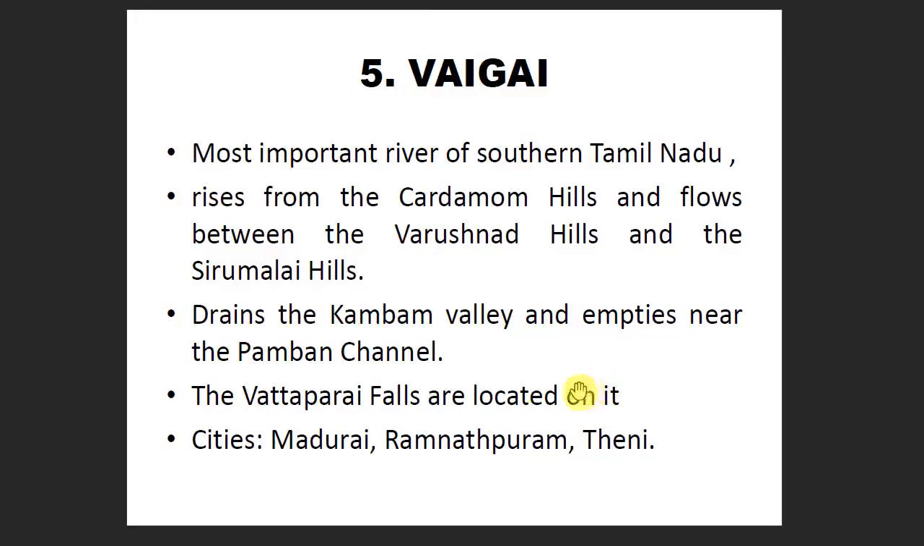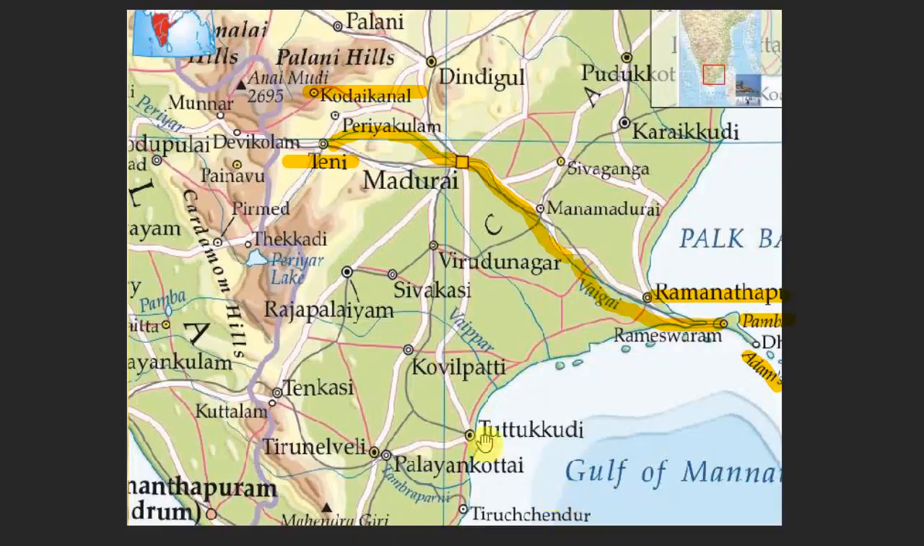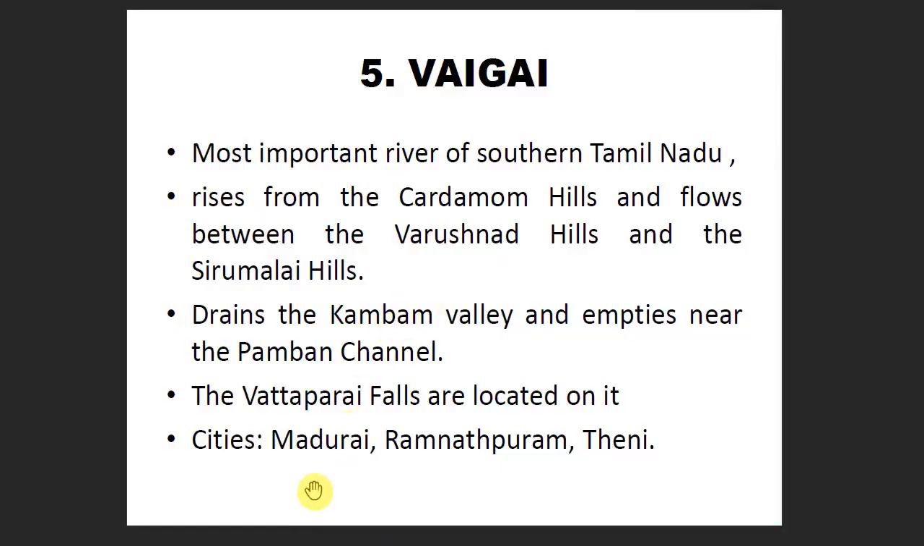So we saw it's the most important river of southern Tamil Nadu, rising from the Cardamom Hills and flowing through the Varushanad Hills and Sirumalai Hills. It drains the Cumbum Valley and empties in the Pamban Channel and separates the Palk Bay from the Gulf of Mannar. And important cities that are located are Madurai, Ramanathapuram and Theni.